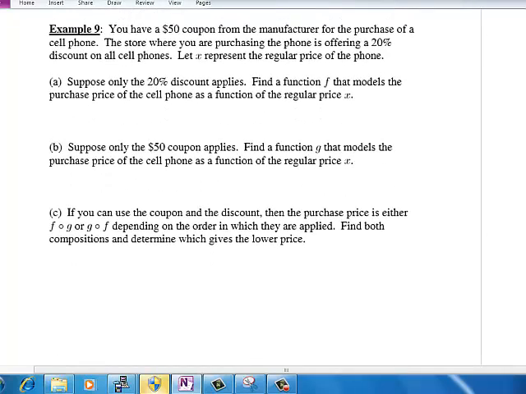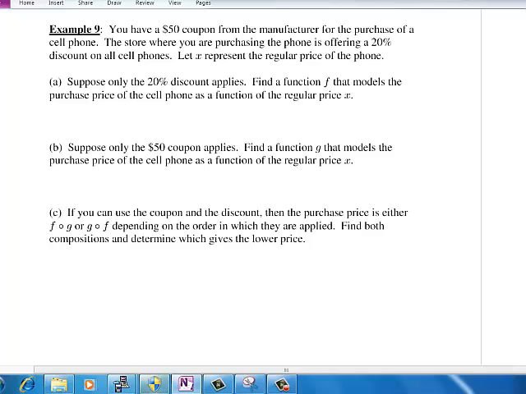One more application here, just a purchasing application. So we have a $50 coupon from the manufacturer for the purchase of a cell phone, and the store where we are purchasing the cell phone is offering a 20% discount on all cell phones. Our x is going to represent the regular price of the phone, and what we want to do is eventually look at applying both discounts and figuring out which order makes more sense. Applying two discounts is the same as applying two different functions. So we're looking at a composition and we want to figure out which composition is the better deal.